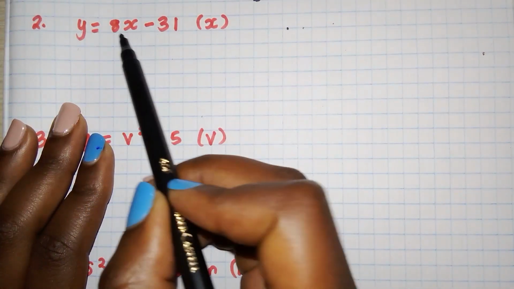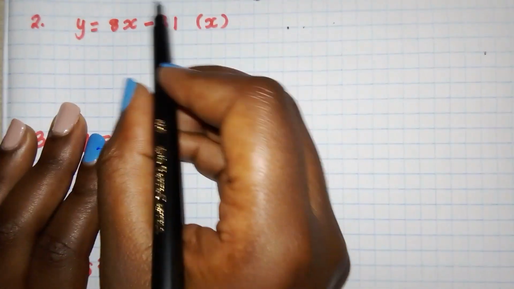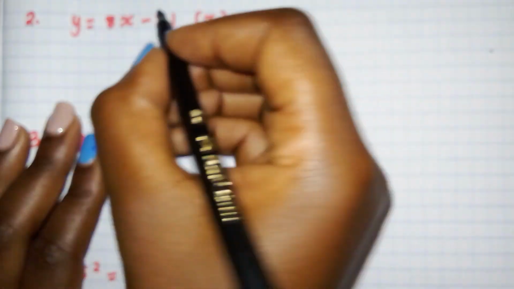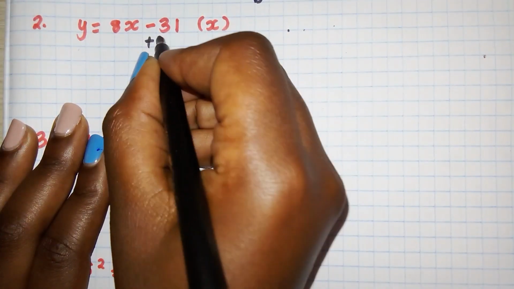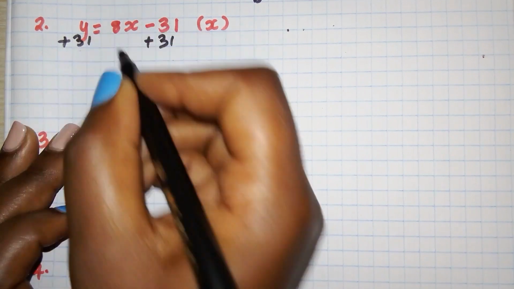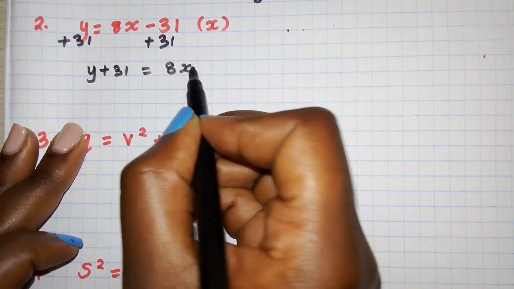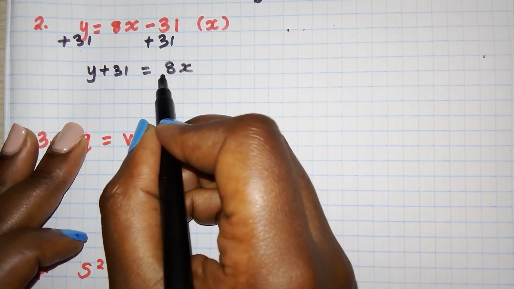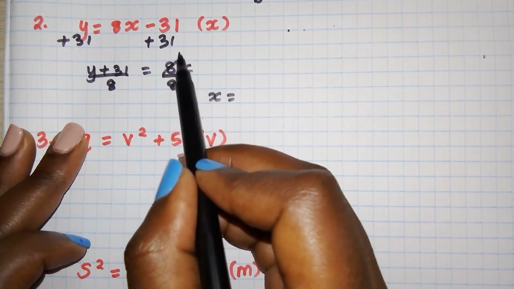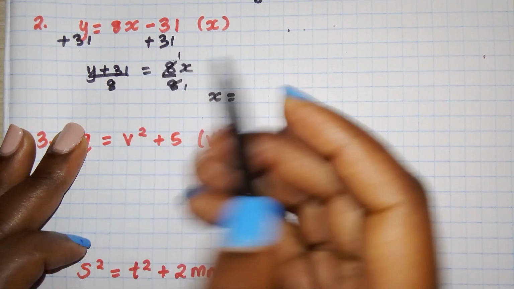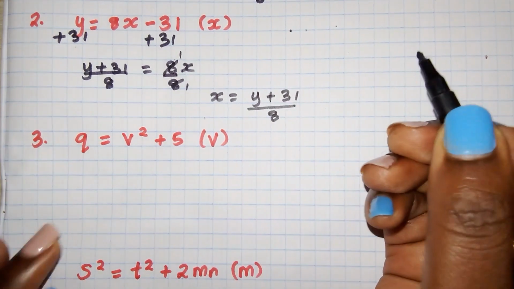Number 2, y equals 8x minus 31. We make x the subject of the formula. So we start by getting rid of any number attached to the 8x. We have minus 31. The opposite of minus is addition, so we do plus 31 on both sides. So this side you're left with y plus 31 equals 8x. The opposite of times will be divide by 8 on both sides. Once again you're left with x because 8 divided by 8 is 1. On this side we have y plus 31 all over 8, and that's the answer.